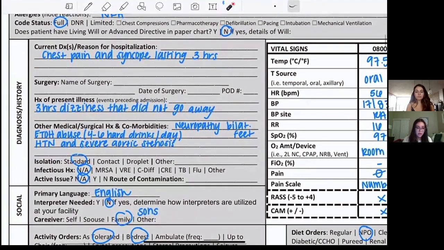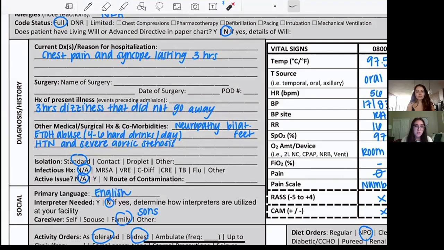So this first section right here is the diagnosis and the history section. The current diagnosis is their reason for hospitalization. So my patient was hospitalized due to chest pain and syncope that was lasting for 3 hours. If my patient had surgery, I would put that information here.